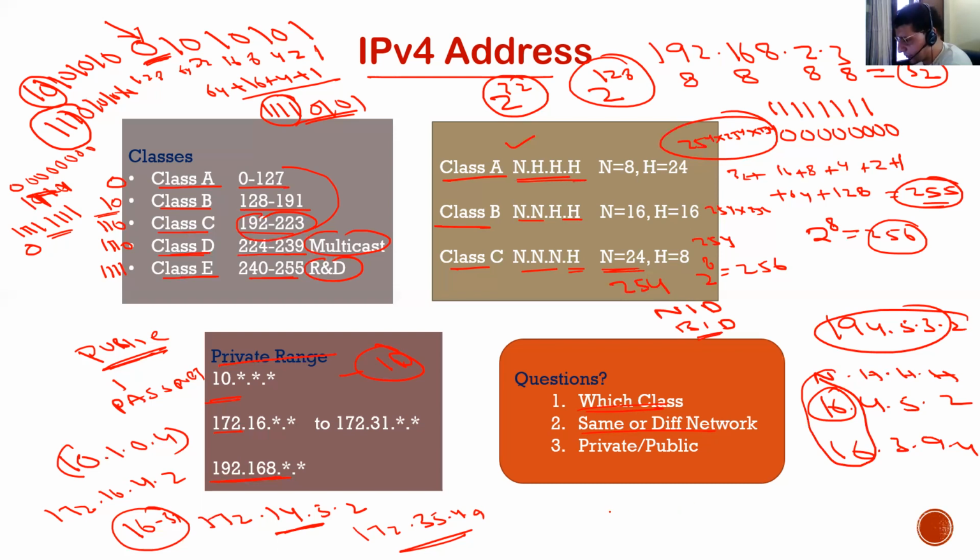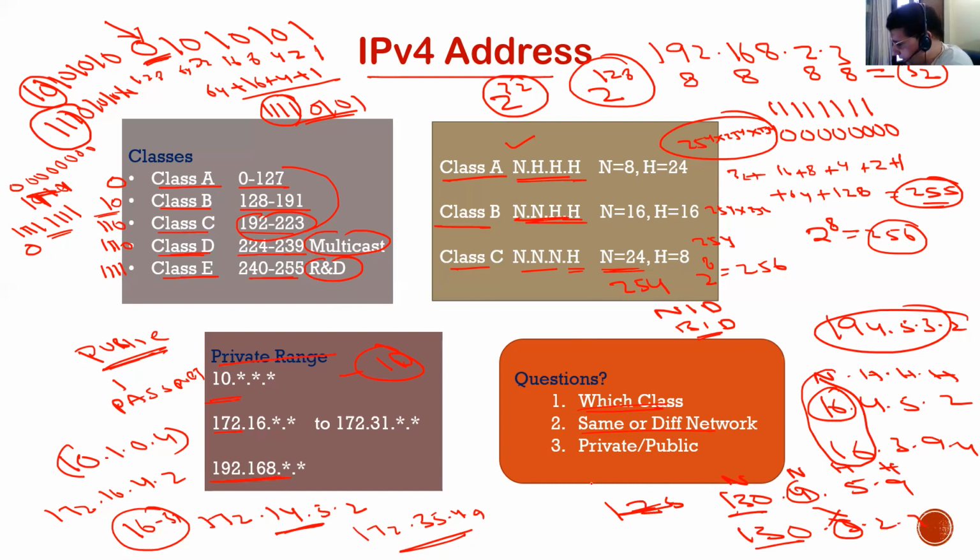Now I'll give you another example. Let's take a class B IP: 130.4.5.9. The other one is 130.3.2.7. Are they in the same network or a different network? First, I need to check which class. 130 is class B. What is the formula for class B? N.N.H.H. So if they are in the same class, then the first two octets should match. Here it is 130, here it is 130, it's a match. Here it is 4, here it is 3, there's no match. So they are in a different network. This is how you need to use the formula to see if they are in the same network or a different network.